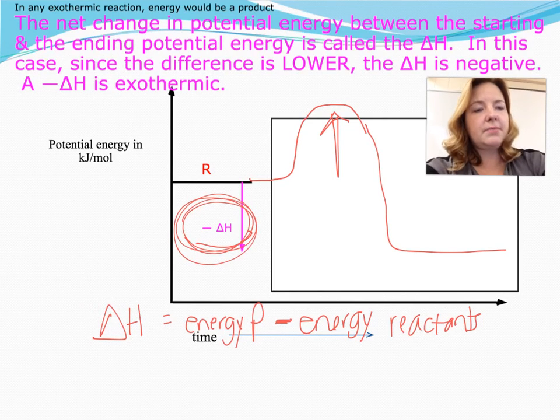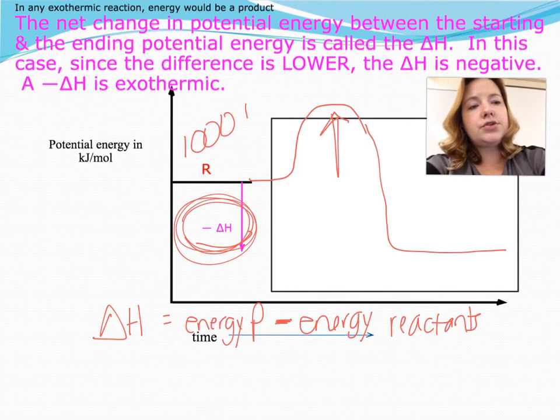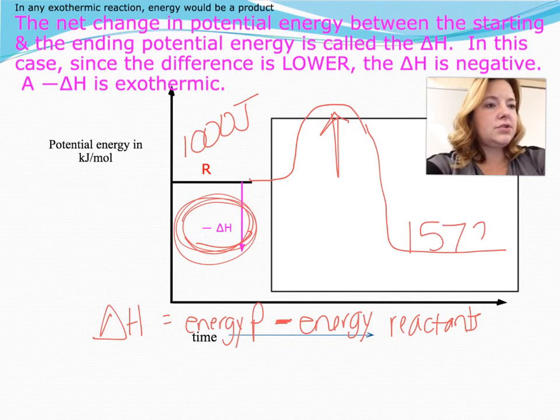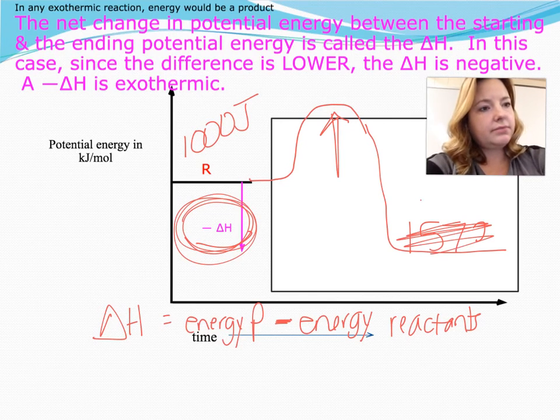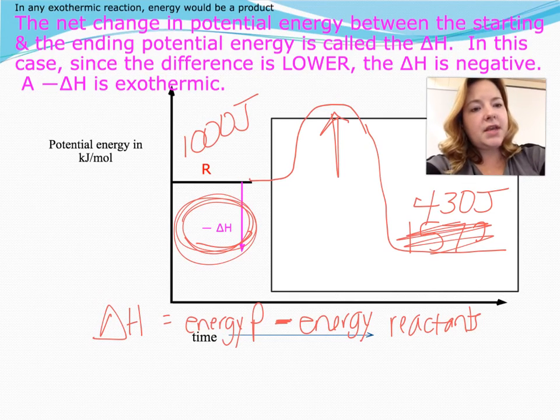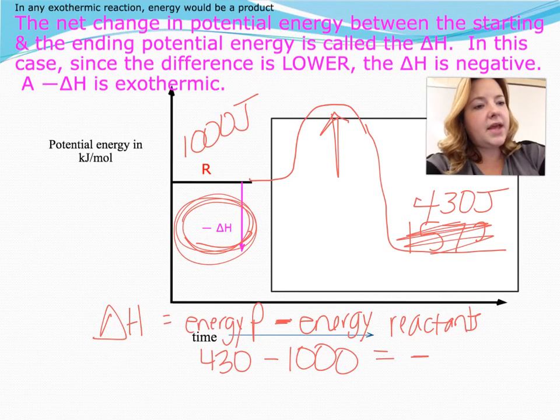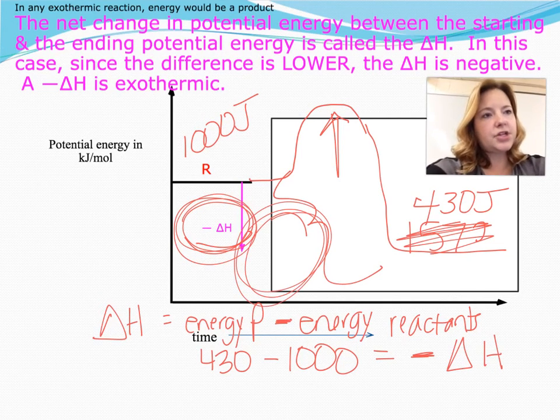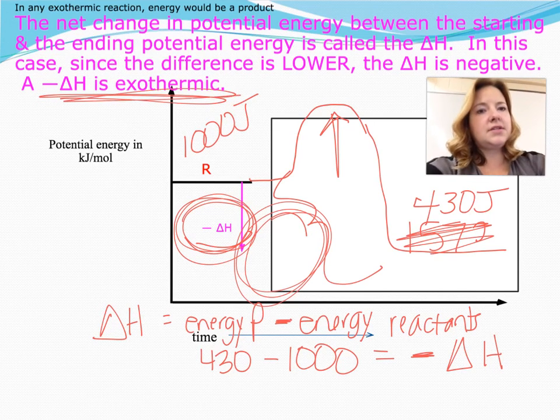Just like in that other example, let's say that our water and our hydrogen and our oxygen started with 1,000 joules of energy, and then at the end there was 430 joules of energy. Well, if we take 430 and we minus 1,000, we get a negative delta H, and so the energy was given off and it was an exothermic reaction, and so that negative H is exothermic.